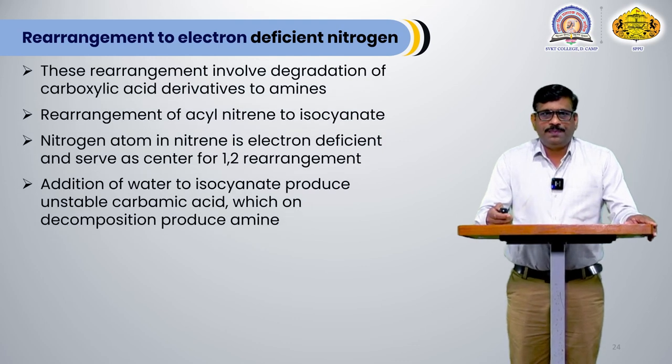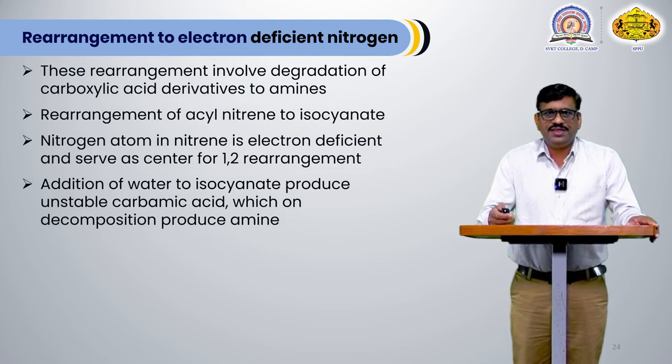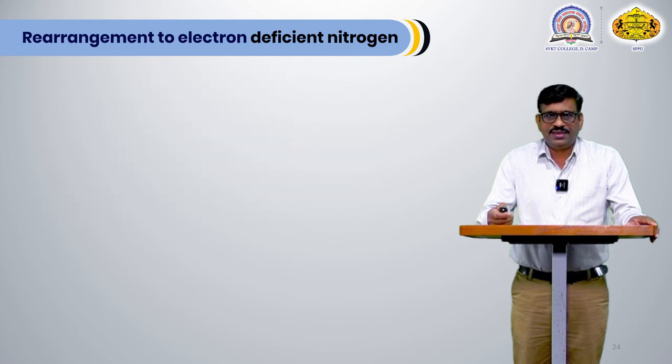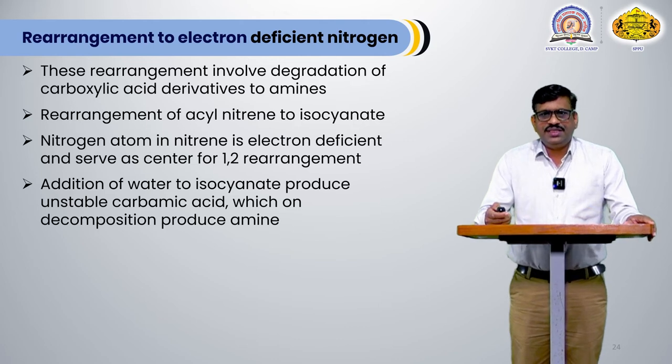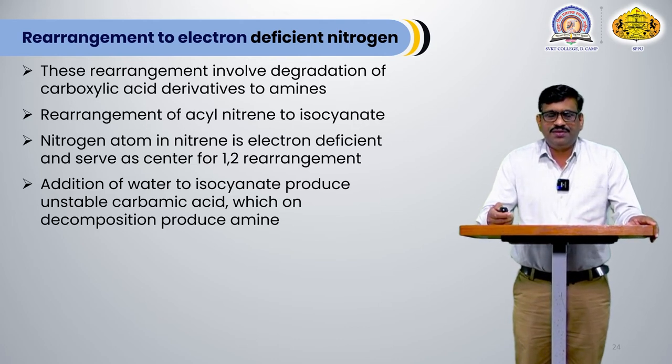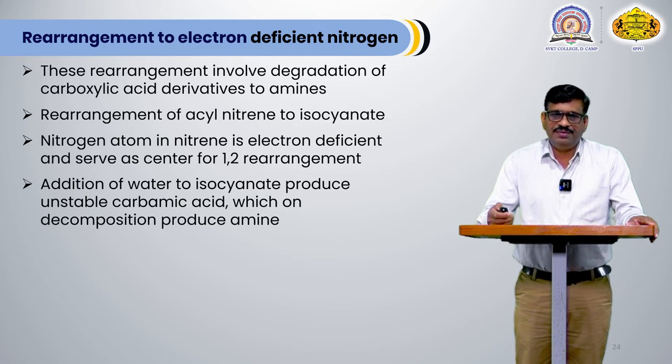Salient features of this type of rearrangement. These rearrangements involve degradation of carboxylic acid derivatives to amines. Rearrangement of acyl nitrene to isocyanate is there. In an earlier slide, it is shown how that isocyanate is formed. The nitrogen atom in nitrene is electron deficient and serves as a center for 1,2 rearrangement reaction. Addition of water to isocyanate produces unstable carbamic acid, which on decomposition produces amine.